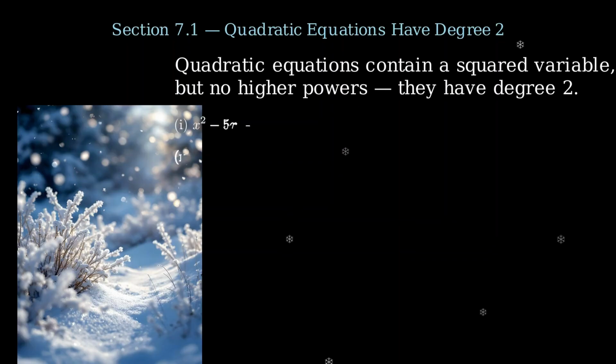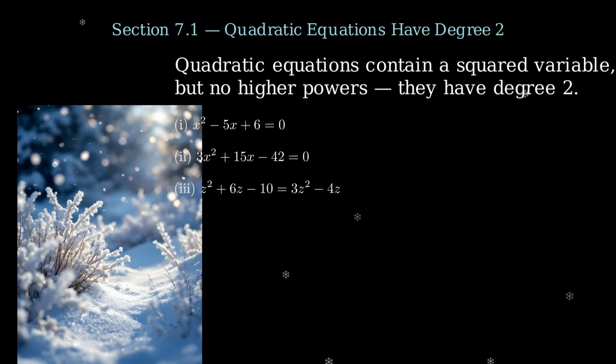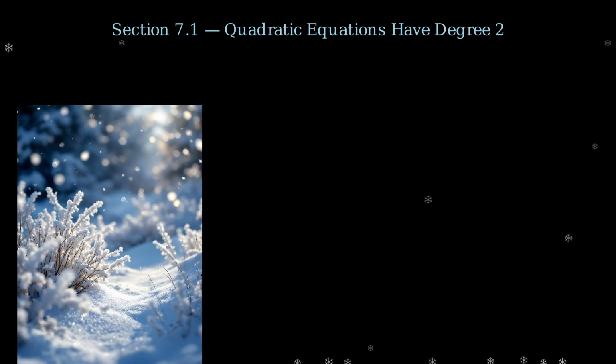Section 7.1. Quadratic equations have a degree of 2. This means they contain a squared variable, but no higher powers. Let's look at these three fresh examples. Notice that in each unique equation, the highest exponent of the variable is exactly 2.